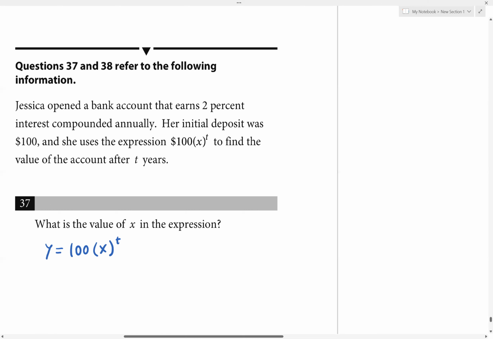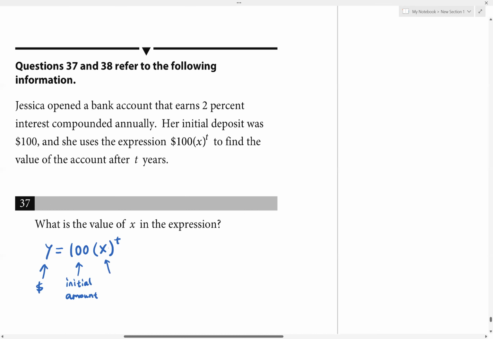We know y represents the value of the account, that's how much money we have, and t represents time, so that's the number of years. And 100 is her initial deposit, so that's what she began with. For an exponential model, the number in front of the parentheses is always some kind of initial amount, a number that we begin with. So we begin with $100.